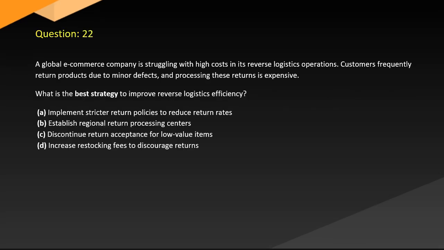Question 22. A global e-commerce company is struggling with high costs in its reverse logistics operations. Customers frequently return products due to minor defects, and processing these returns is expensive. What is the best strategy to improve reverse logistics efficiency? A. Implement stricter return policies to reduce return rates. B. Establish regional return processing centers. C. Discontinue return acceptance for low-value items. D. Increase restocking fees to discourage returns.